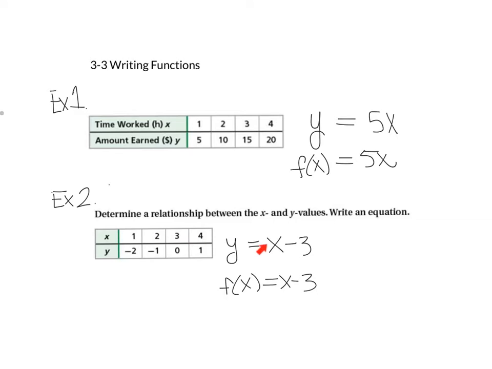So you're taking the x value and subtracting 3. That's where we got x minus 3 from. It's an equation, so I need equals, and I have my y. But remember, this could also be written as f of x equals x minus 3.